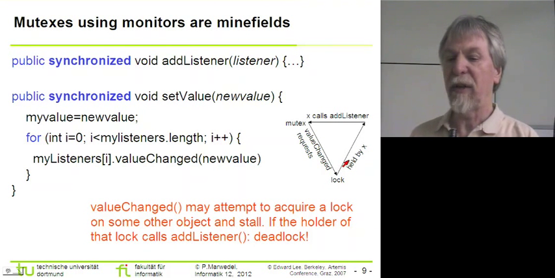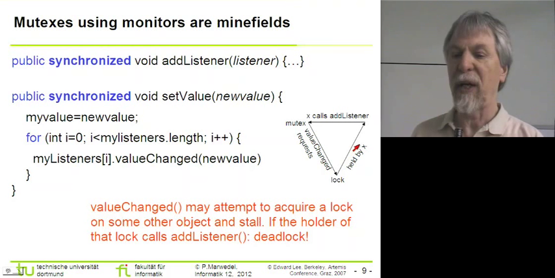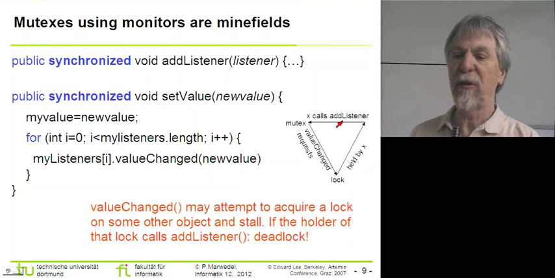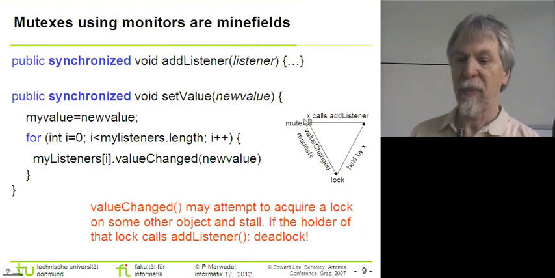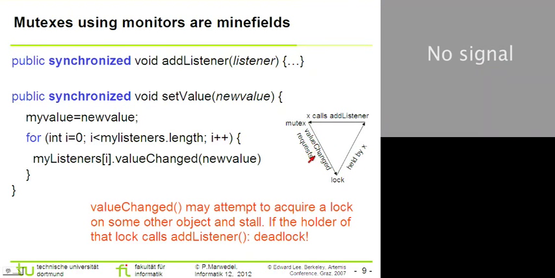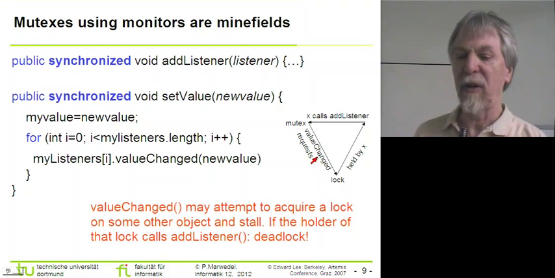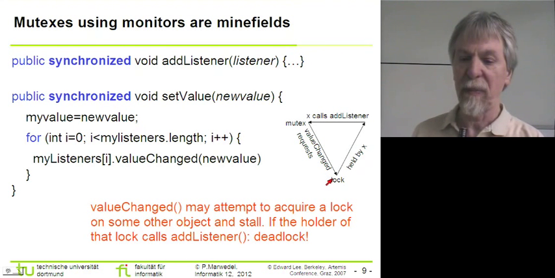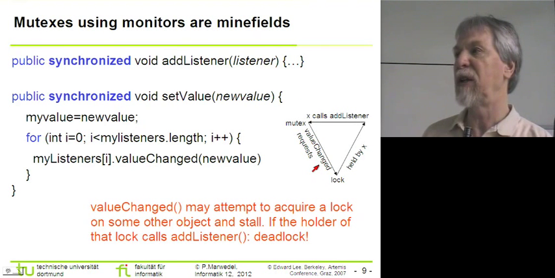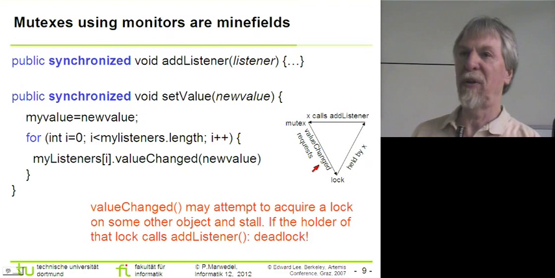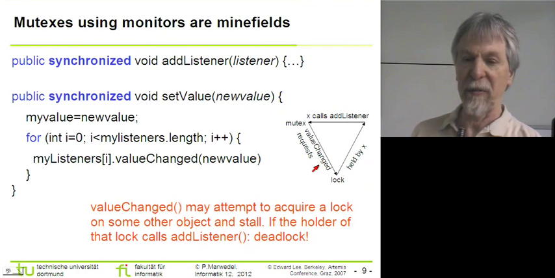However, that other object might already be held by some other method, let's say X, and X could be a method which already called addListener. And this means that this other method X already holds the lock, and now valueChanged is attempting to acquire the lock, but it cannot proceed because that lock is already held and X cannot release the lock. So as a result, we have this cyclic dependency where every method is waiting for some other method to release locks, and there will be no progress in any way, so we have a real deadlock there.